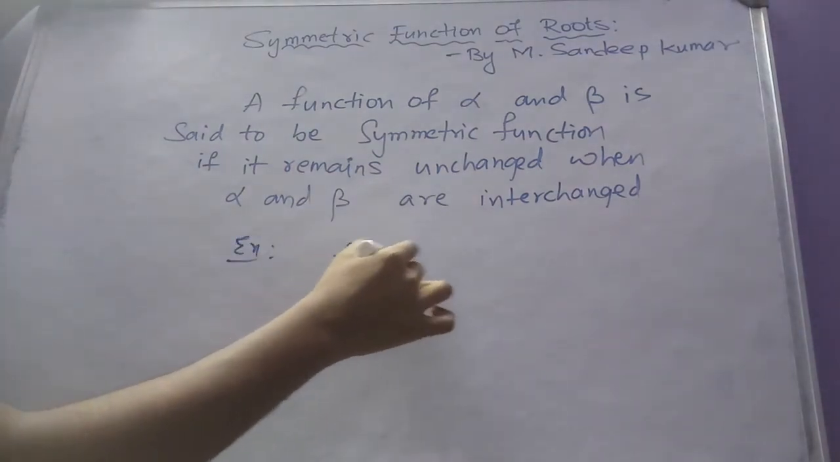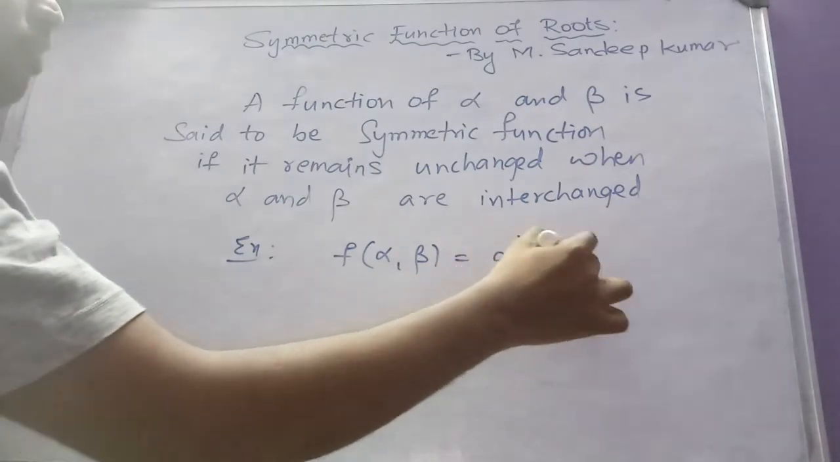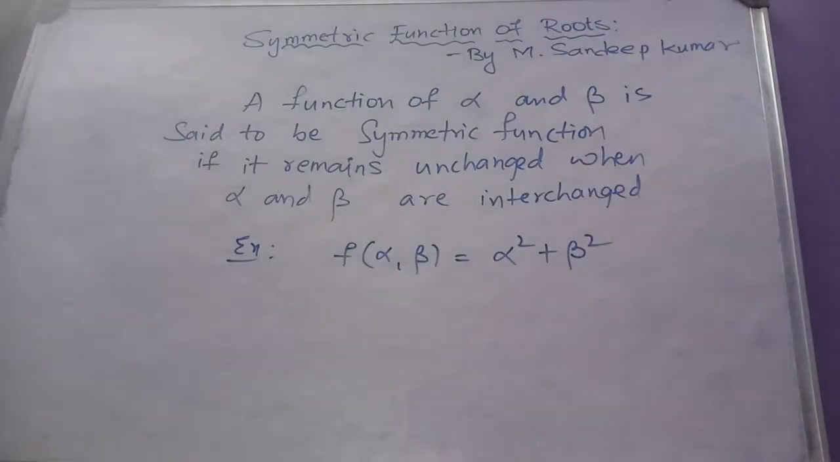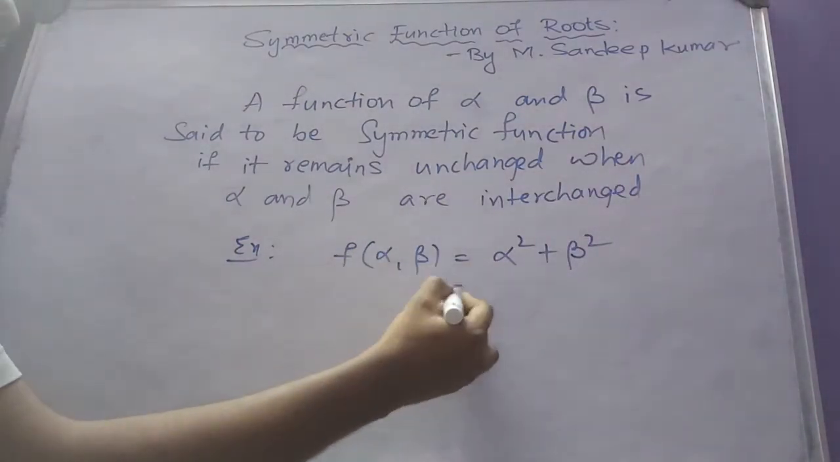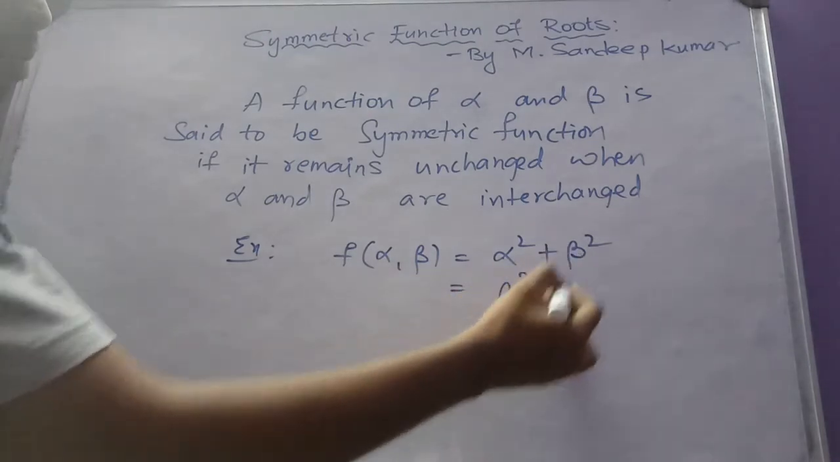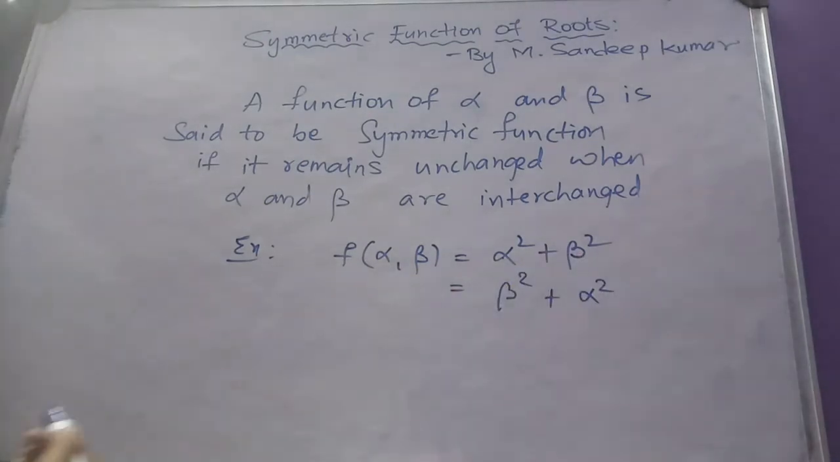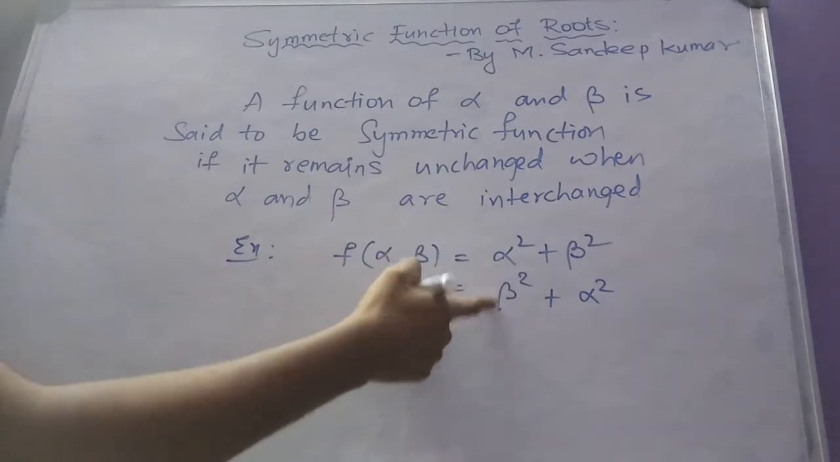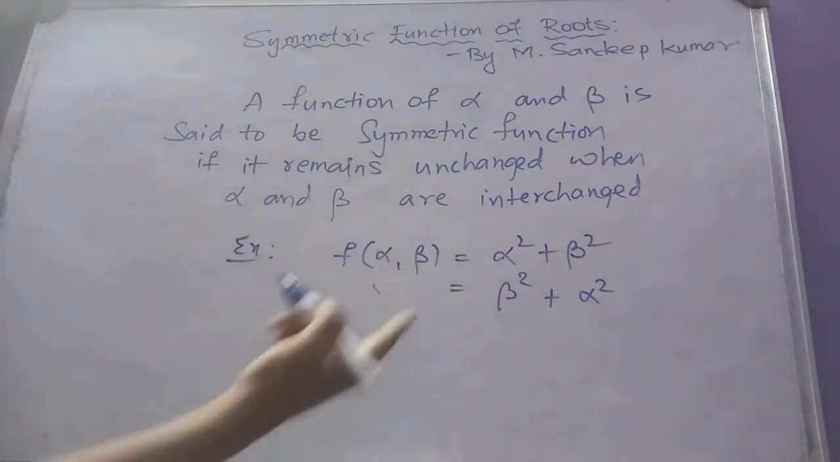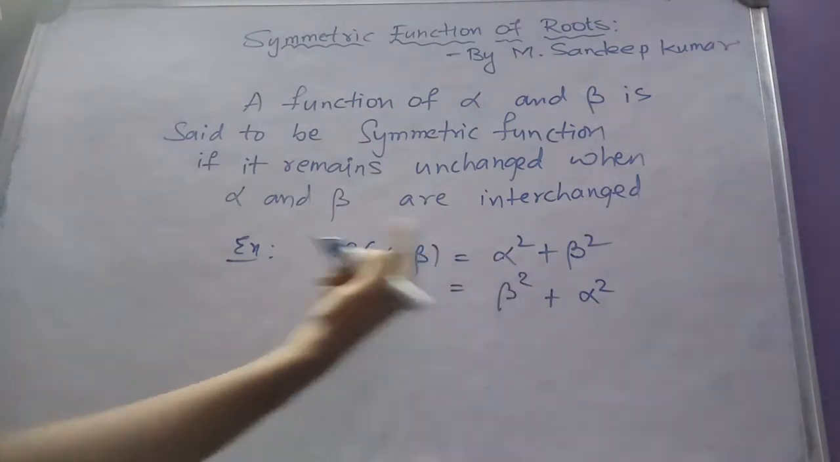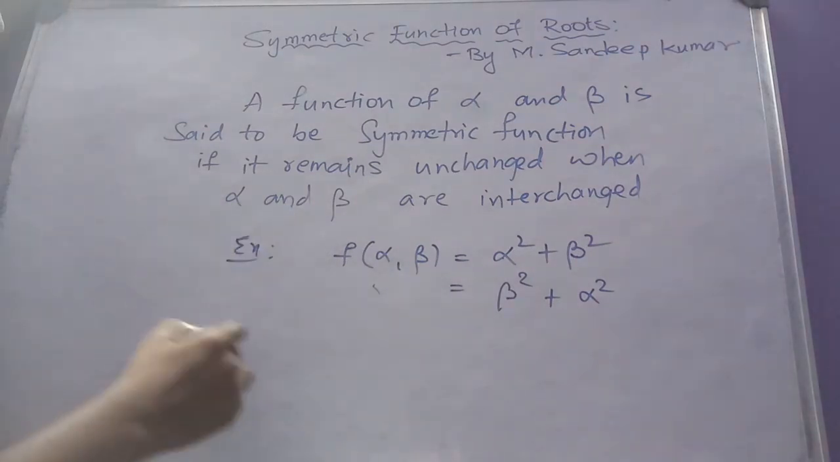For example, f of alpha comma beta is equal to alpha square plus beta square. Let me do one thing. In place of alpha, I'll keep beta, and in place of beta, I'll take alpha. Do you think the function is changed? No, the function is not changed. Beta square plus alpha square is the same as alpha square plus beta square. Another example.